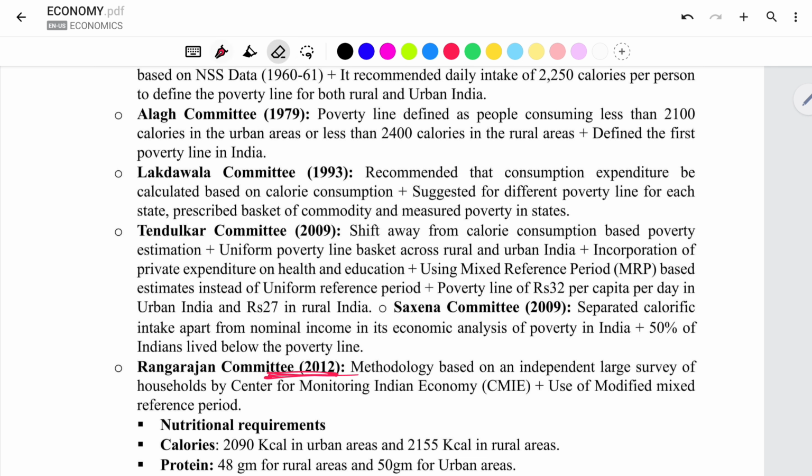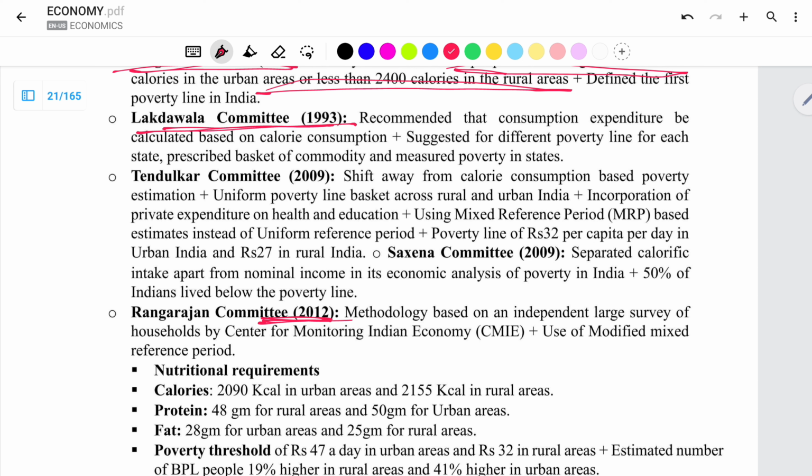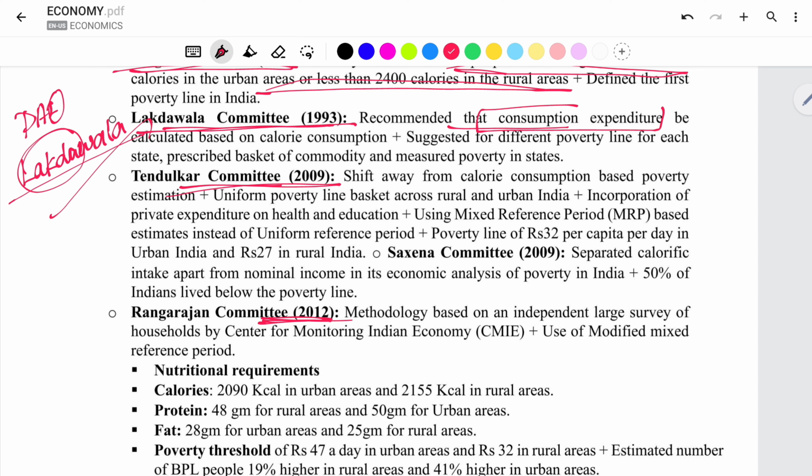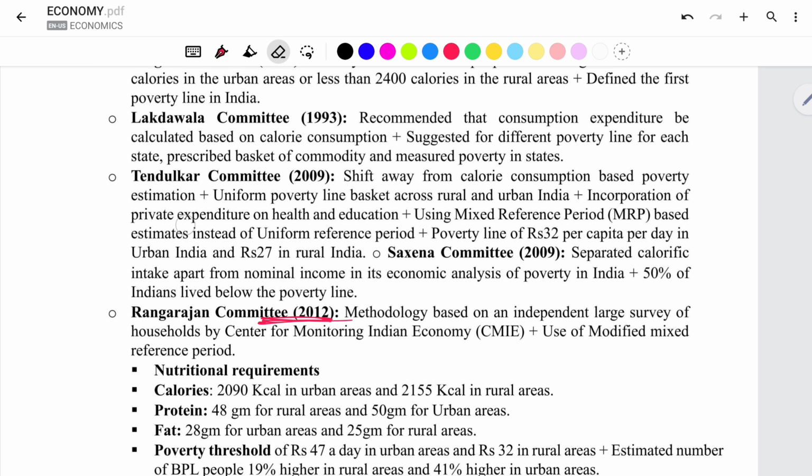In 1979, we have the Alag Committee. Then the Lakdawala Committee, then the Tendulkar Committee. Lakdawala Committee recommended the consumption expenditure be calculated based on calorie consumption. It suggested a different poverty line for the states, prescribed a basket of commodities, and measured the poverty in the states.